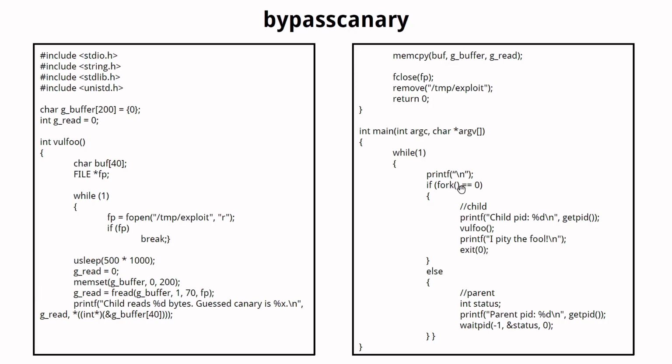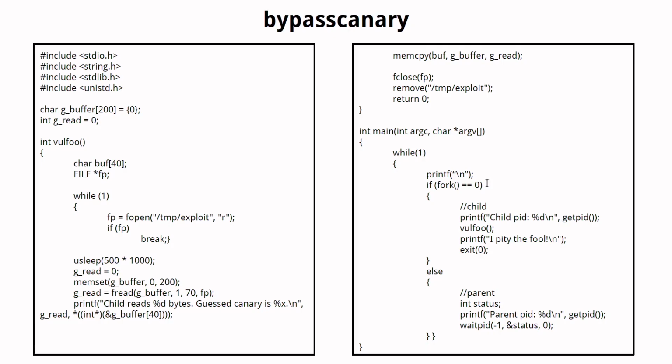However, when this child process returns, the parent process will be woken up by the OS. Then the parent process will keep executing the while loop, right? So the parent process will fork again and do the same thing. The parent will fork the child again. The child will call val foo, basically waiting for you to attack it.